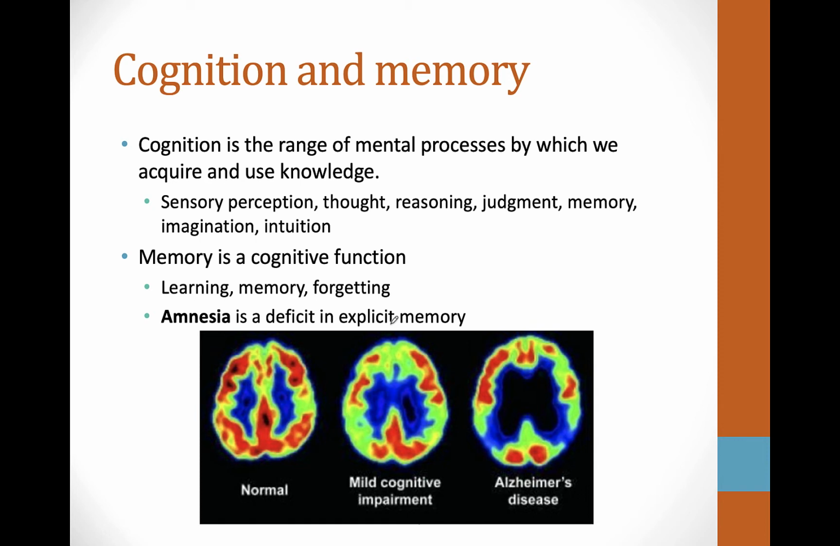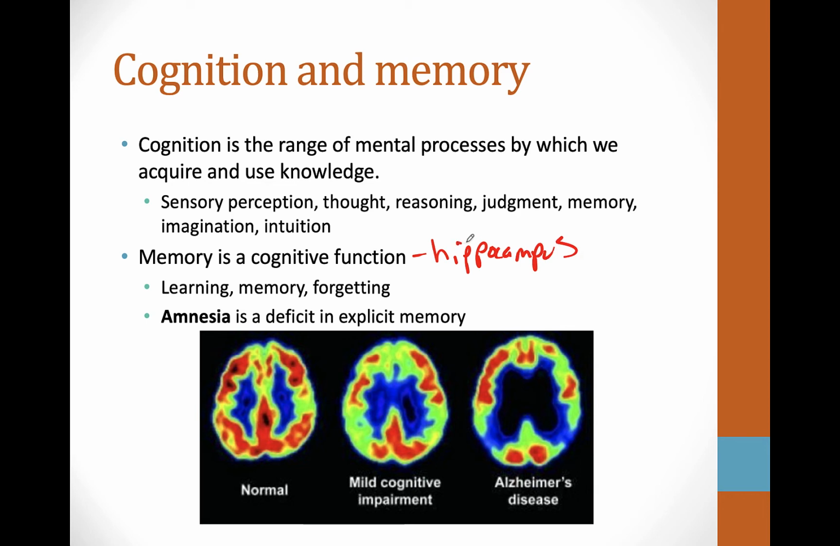Memory is one of these cognitive functions. And memory has 3 parts. It's got learning, which is the acquiring of new information. Memory, which is storing information in the brain, but also being able to retrieve it when you want to. And then forgetting is just as important for eliminating trivial information. Memory is mostly associated with the hippocampus. And this is our important memory forming center.